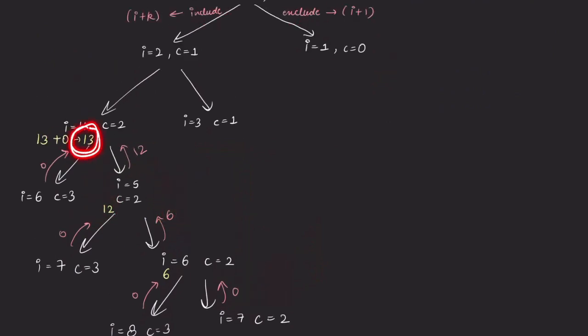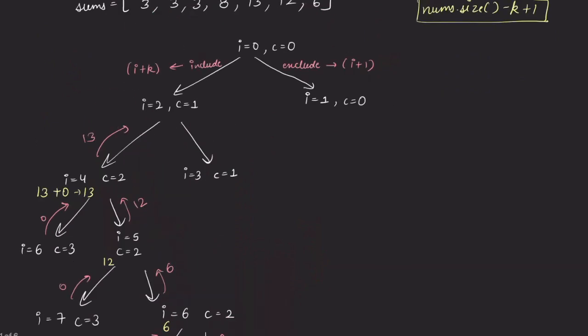Now here from the left it got 13 and from here it has got 12, right? So what is it going to return? It is going to return 13, which is the larger one. And then here at index 2, we had considered a subarray.